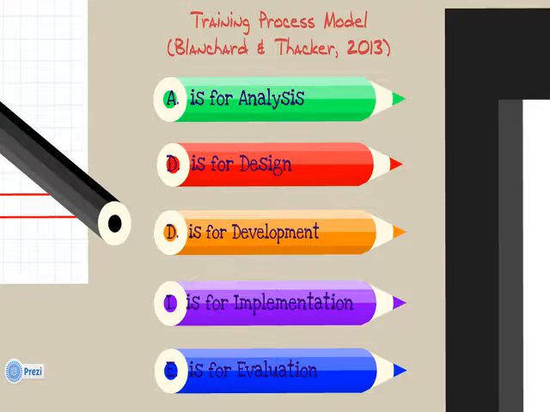The first D in ADDIE stands for design, and that is where a flow of information is then mapped out and idealized. That's also where the construction of a learning outcome or a series of learning outcomes is created. So the design phase is really more of the intellectual planning aspect of a training program.